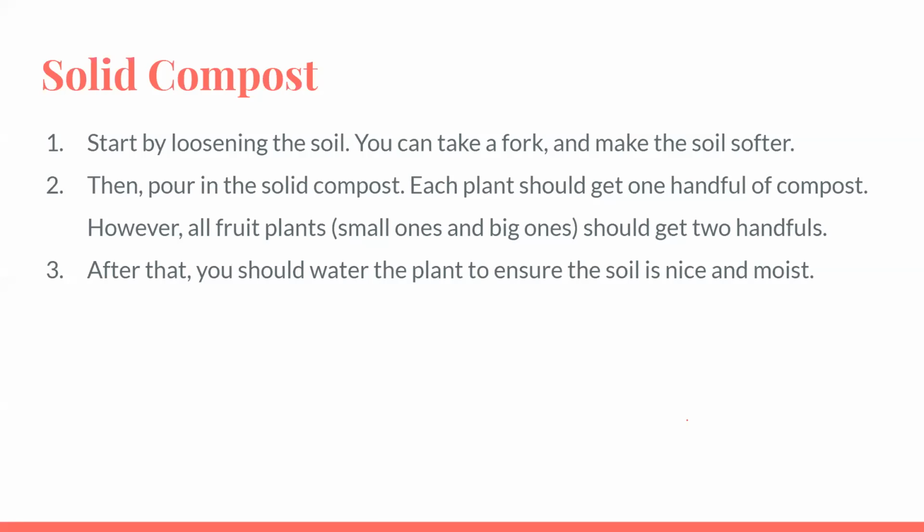To give solid compost to the plants, first you have to loosen the soil that you're going to give the compost to. You can take a fork and kind of make the soil softer. Then you have to pour in the solid compost. Each plant should get about one handful of compost, but all fruit plants, big and small, should get 2 handfuls. After that, you have to water the plant and make sure the soil is nice and moist.